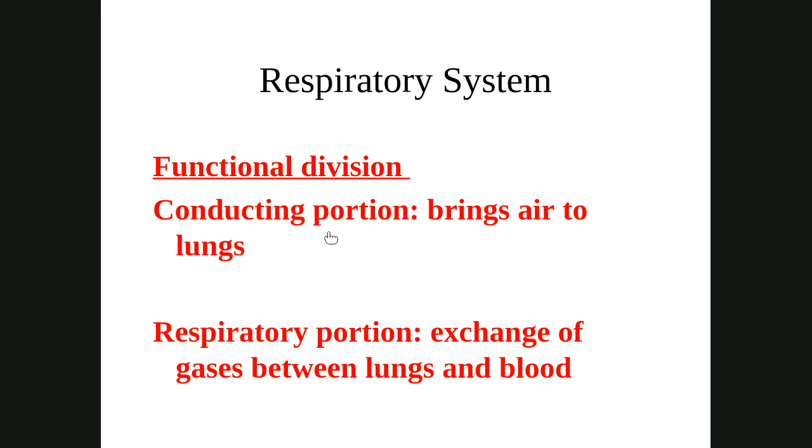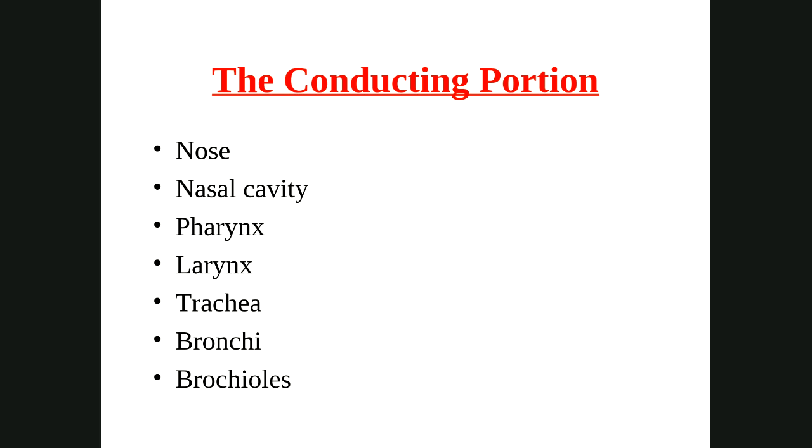So the functional division, we have the conducting portion, which means the air and the lungs, right? The air exchange in the lungs. And then we have the respiratory portion, which means the exchange of gases between the lungs and the blood. The conducting portion happens in the nose, in the nasal cavity, pharynx, larynx, down to the trachea, separated into the bronchi, into the bronchioles, and into the lungs, right?